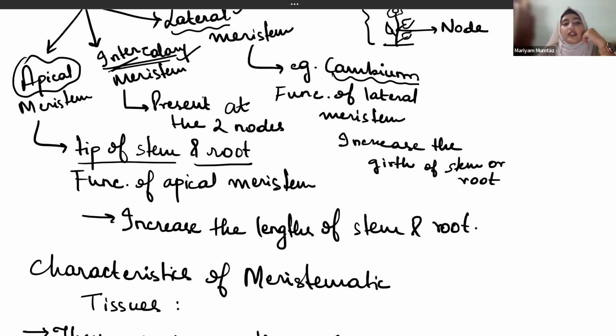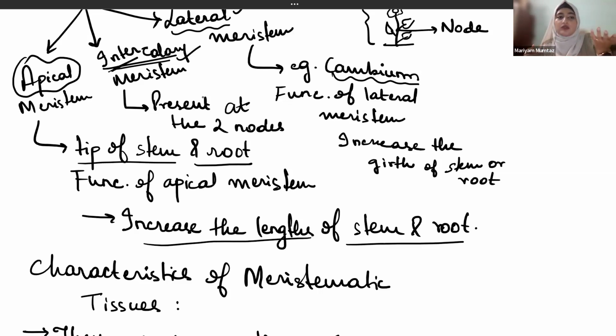So the position of the meristem is apical, wherein it is at the tip of the stem and at the tip of the root. Now, what is the function of apical meristem? It increases the length of the stem and the root. The characteristic feature of apical meristem, or meristem in general, is that it keeps on dividing and dividing. So wherever they are present, it will divide and increase the number of cells, and because of that, the length will increase.